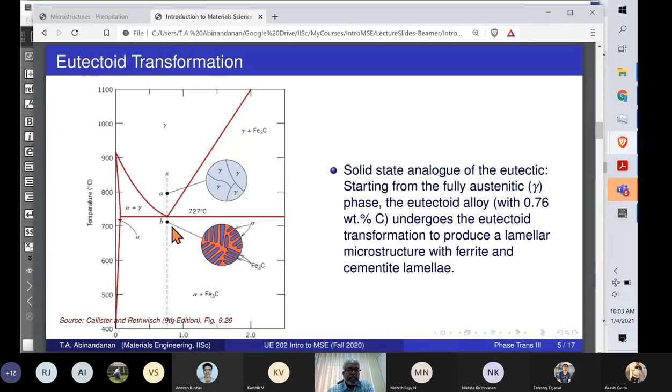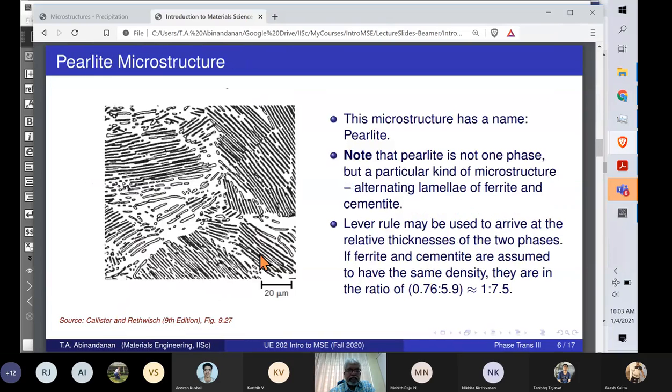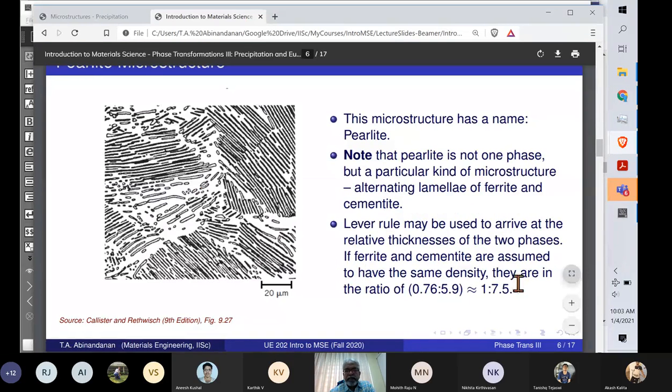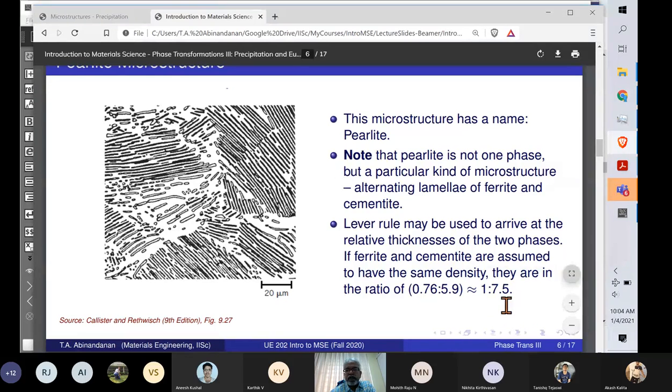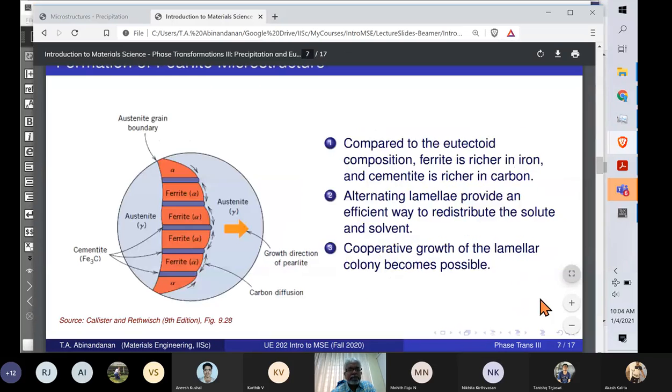All right, so we get this lamellar microstructure. Here are the lamellae. And using the lever rule, you can arrive at the ratio of the thicknesses of these lamellae, which should be in the ratio of 1 to 7.5. 1 is for cementite and 7.5 is for ferrite.